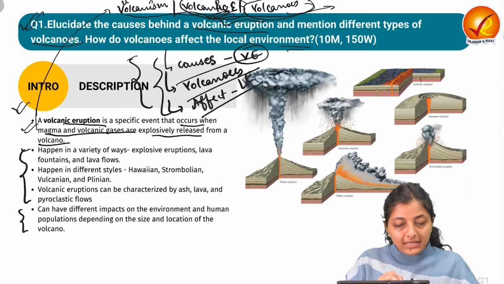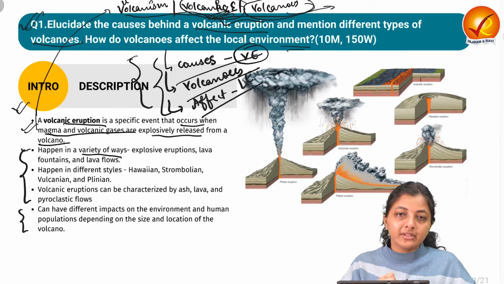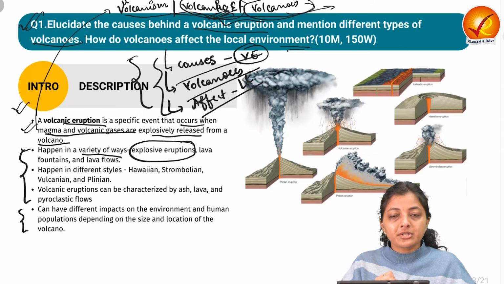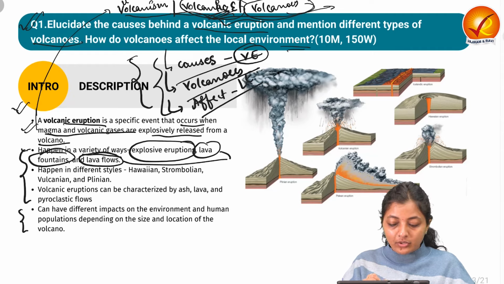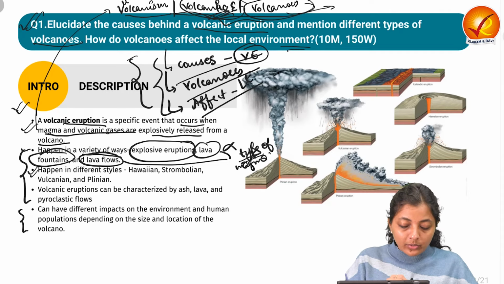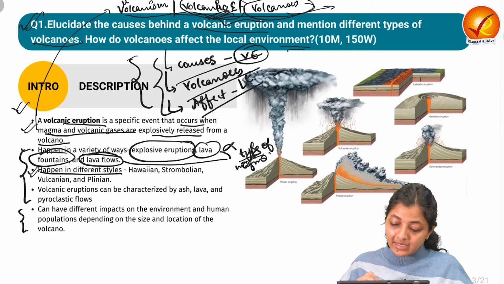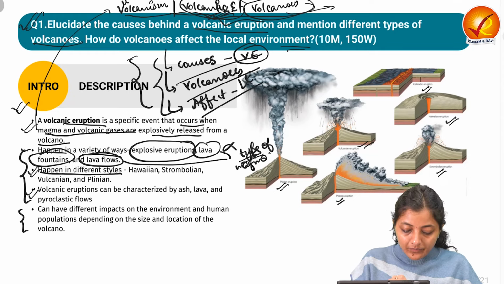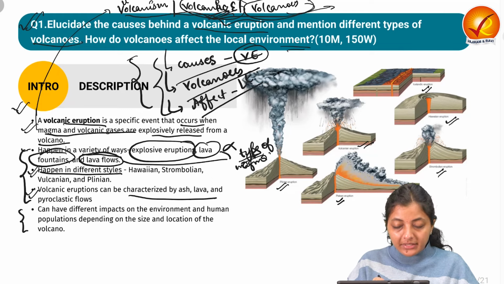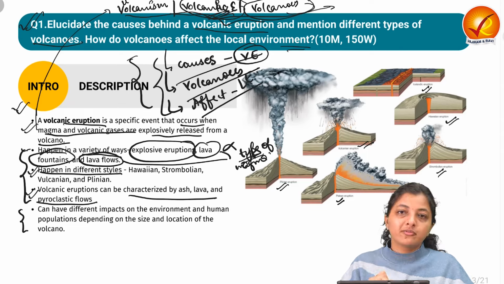Now you can talk about that the volcanic eruption happens in a variety of ways, like explosive eruptions, sometimes there are lava fountains and there are lava flows. It depends upon the type of magma. Then you can also talk about that this volcanic eruption happens in different styles, like Hawaiian eruption, Icelandic eruption, Strombolian eruption, Plinian eruption. Then you can also talk about that volcanic eruption can be characterized by ash, lava and pyroclastic flows.